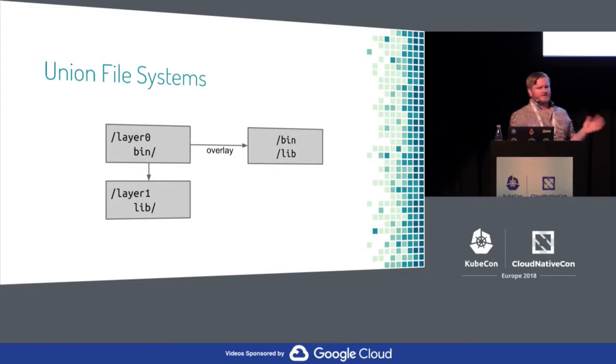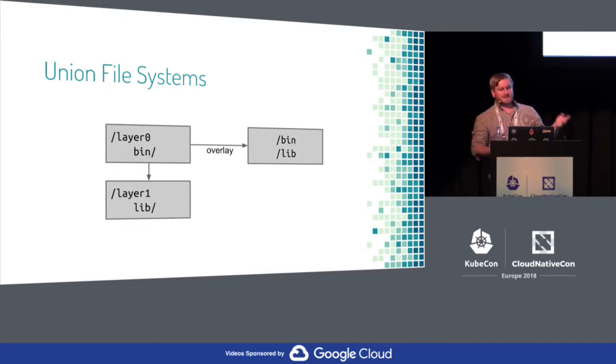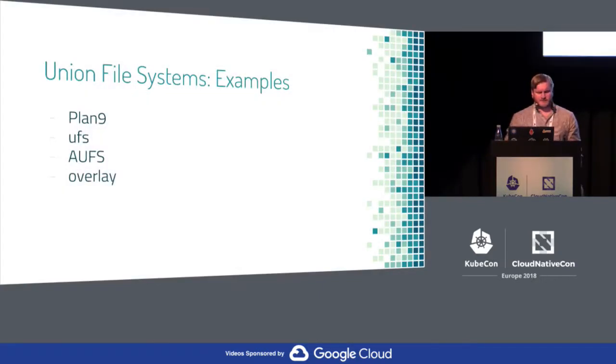Or whichever way the arrows go, it doesn't matter too much. But they merge together. Layer 0 has bin, layer 1 has lib, and they merge together, and you have bin and lib. How those things merge together is another story, and I'm not going to go into that in this talk at all because it's complex, but there's good kernel documentation, kind of, and you can play with it and understand how that behaves. But there's a whole bunch of different models to do it.